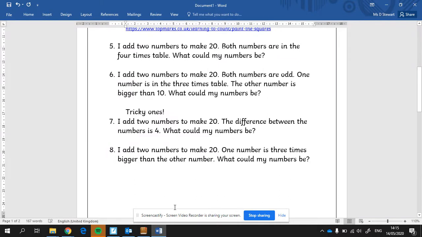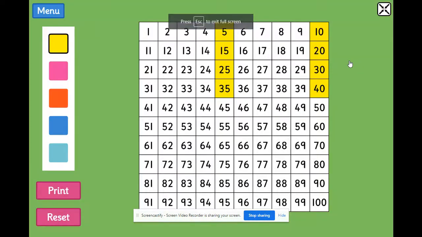And let's look at this one. I add two numbers to make 20. Both are in the 4 times table. So let's go back to this, and we'll reset. So the 4 times table is going to give us 4, 8, 12, 16, 20. So if we're going up in 4s, we could say 4 add 16. They're going to go together. 16, 17, 18, 19, 20. 4 more than 16 is 20. So that gives us one of our pairs.